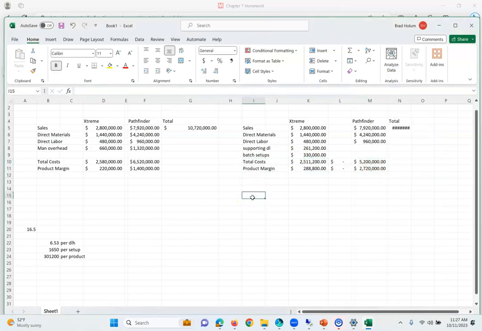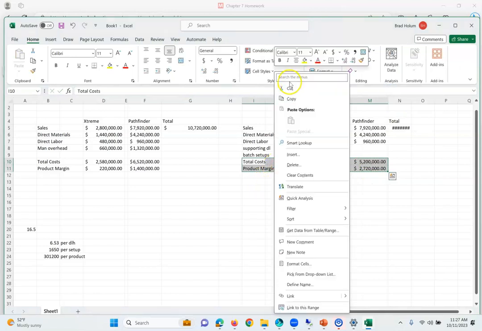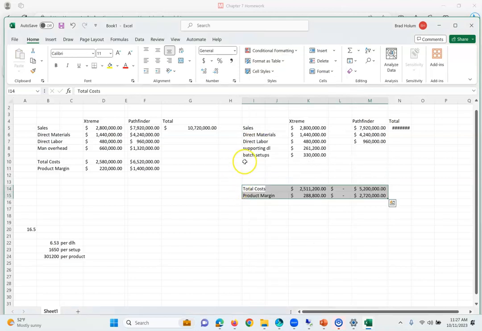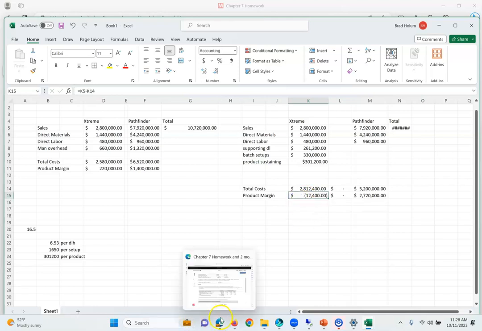Cut. Then our product sustaining was the 301,200. So that should be, does that make sense? 2,812,400. So our product margin here would be a loss of 12,400. See what I'm doing here? Let's do the same with the Pathfinder.